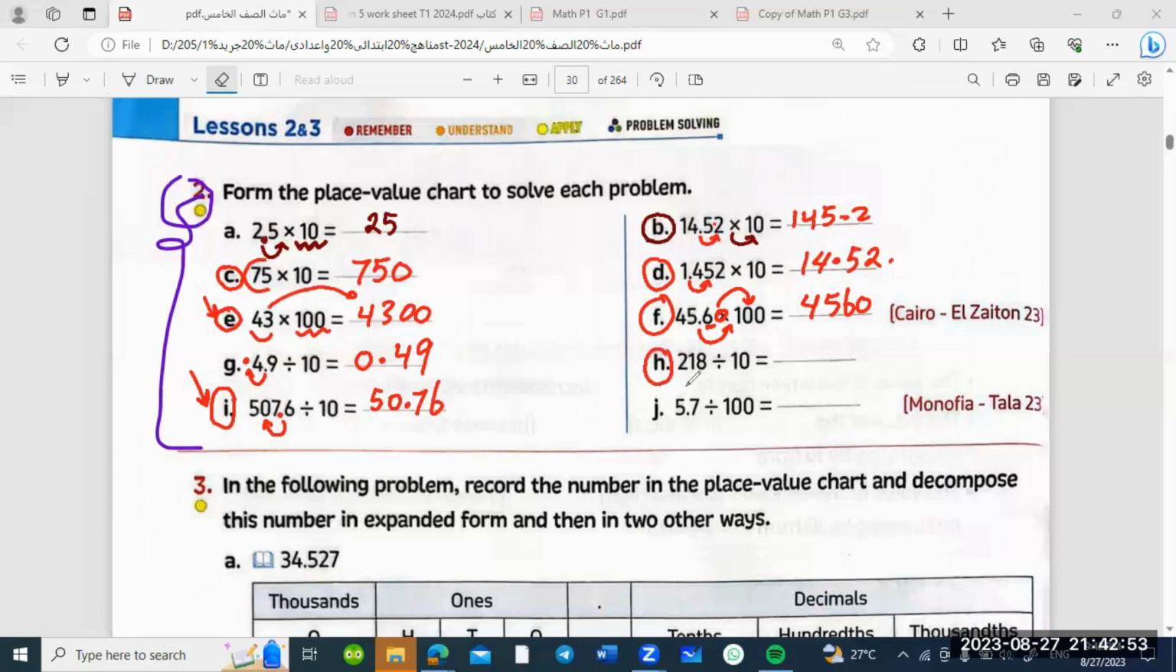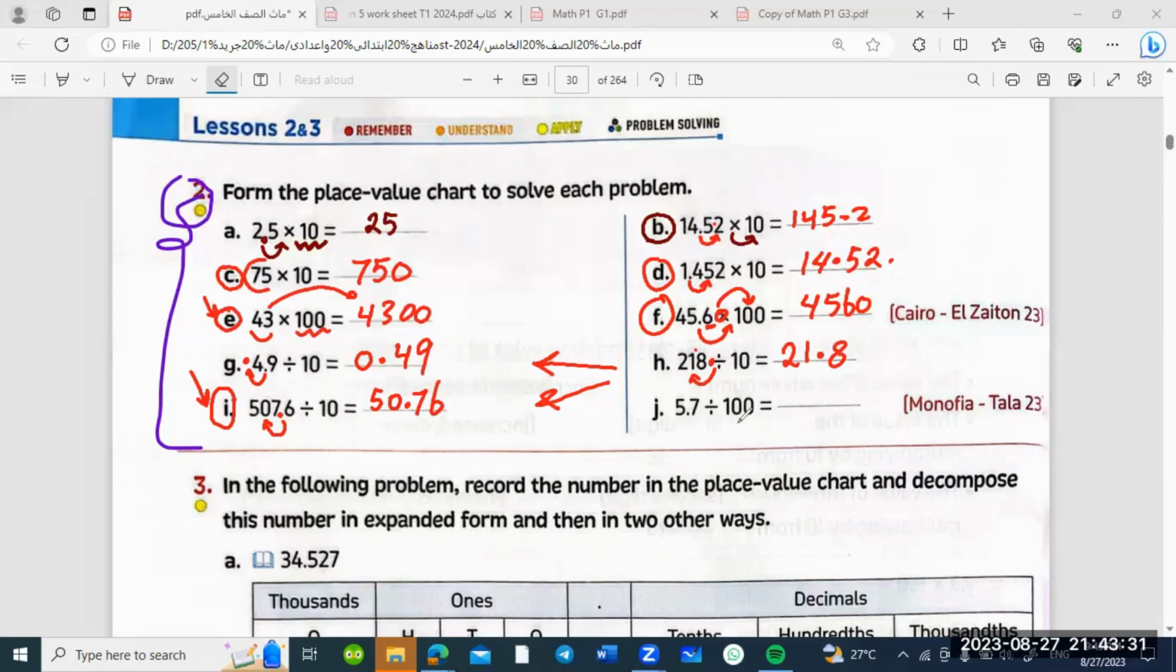H, we have a whole number, 218 without any decimal point. Where should I write the decimal point? Here at the right, next to the 8. Okay. And now move the decimal point as I did in G, 1 step back. It will be between the 1 and the 8. Can you see? So 1.8.